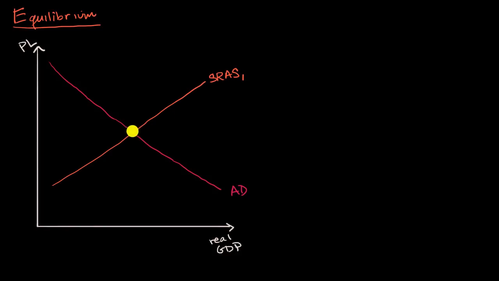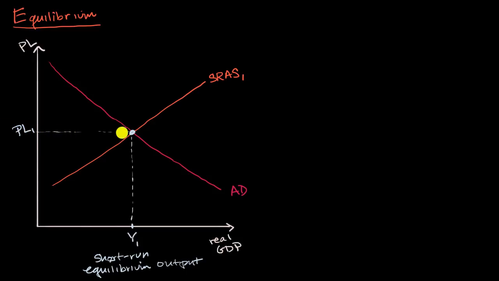Now, where we intersect, we have an equilibrium point. We have our short run equilibrium output right over here, and the corresponding equilibrium price level. And to feel good about this, if we assume what we have to assume to use this model, this actually would be the price level in the economy and the output level for the economy.